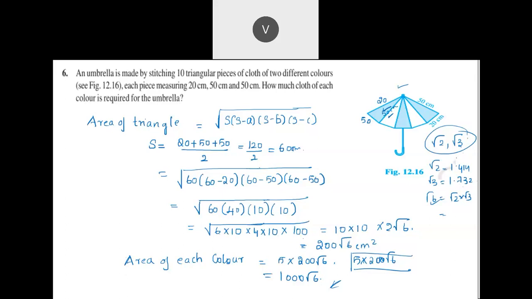Ma'am, how did we find out that 5 into that? How much cloth of each color is required for the umbrella? They have used two types of cloth of different colors, 5 blue, 5 white. Because totally 10 triangular pieces are there, in that 5 are blue and 5 are white. Okay.